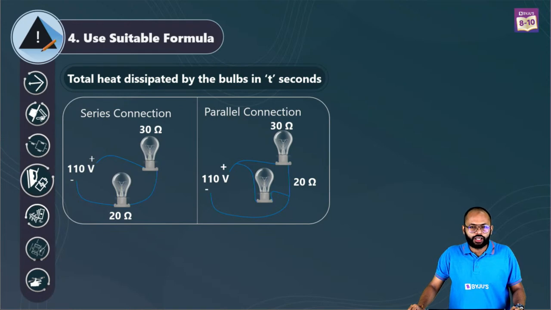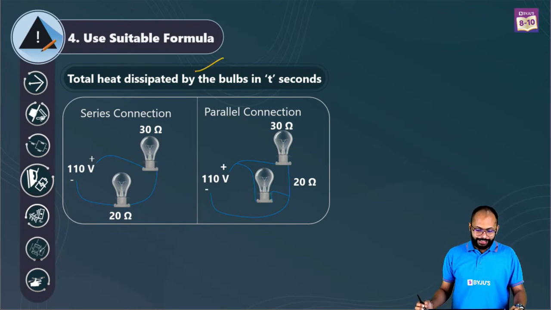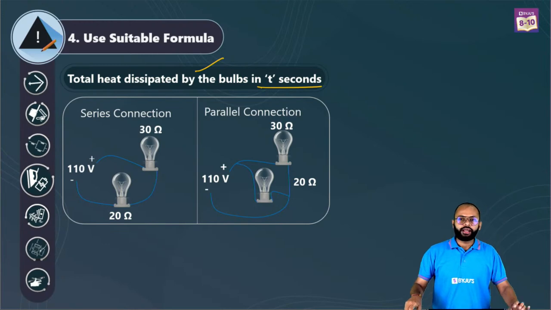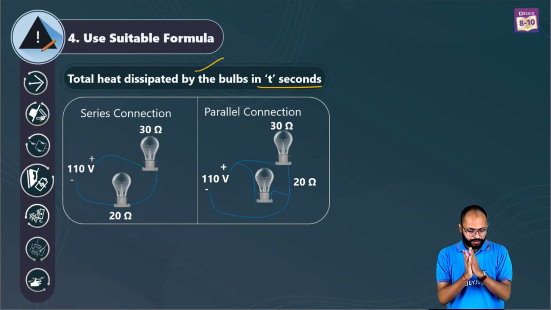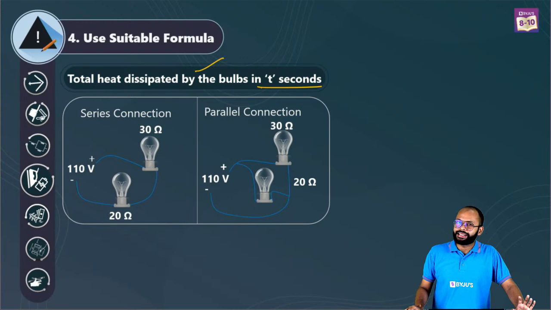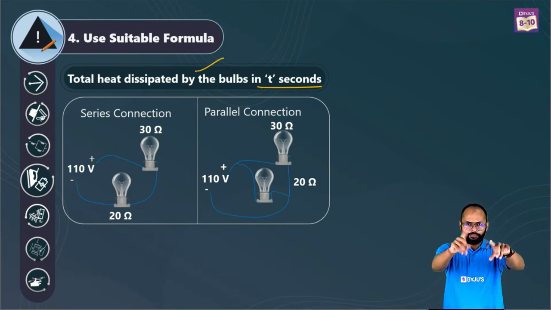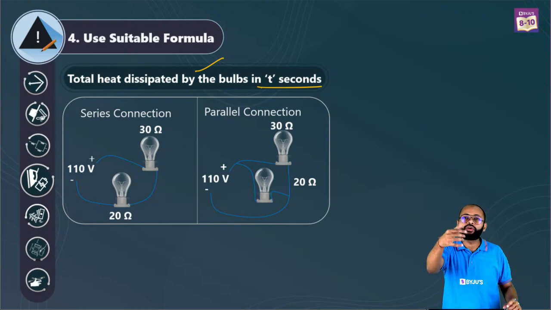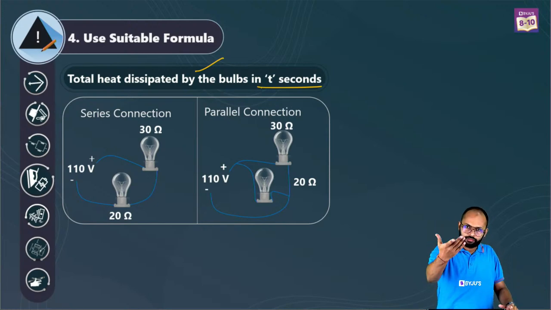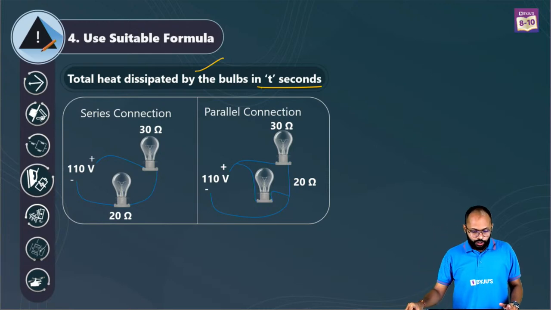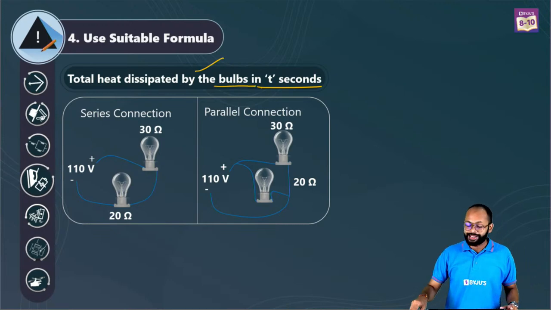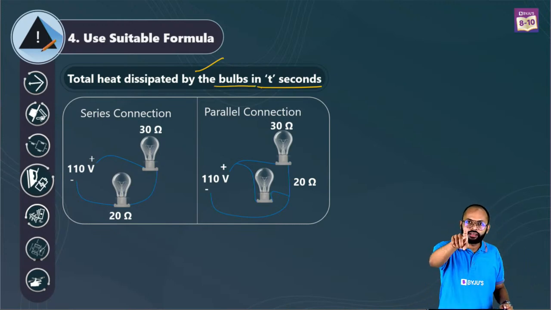Okay. Next: total heat dissipated by the bulbs in T seconds. Guys, focus. The question statement is changing now. What is the difference? Can someone tell me? In the first one, we were talking about which bulb will dissipate more power. In a way, we were asking which bulb will grow brighter. In this question, we are asking for the total heat dissipated by the bulbs in T seconds. Overall circuit, total resistance, right? Yes, Joule's law of heating. You are right.